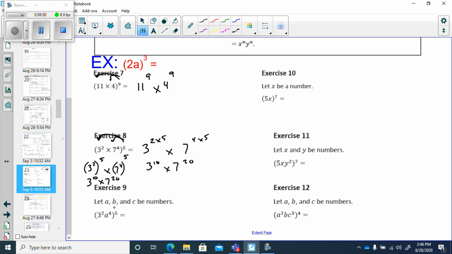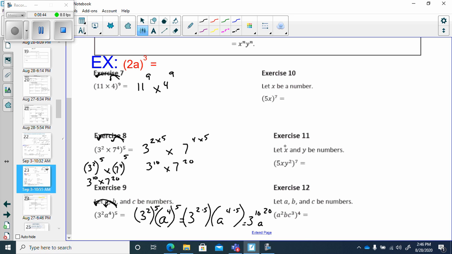Let's look at 9. Now I'm going to distribute my 5, right? 3 is a base. So I have 3 squared, and I'm going to raise that to the 5th power. See how I'm distributing that to this base? Now let's do it on this base. A to the 4 times 5, okay, so a to the 4th raised to the 5th power. 3 to the 2 times 5. A to the 4 times 5. Okay, that gives me 3 to the 10th, a to the 20th.